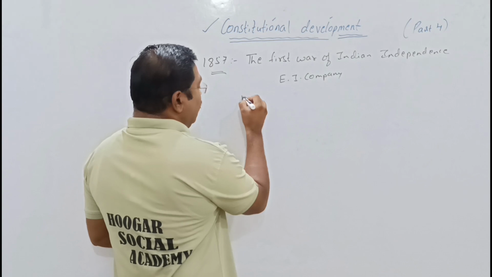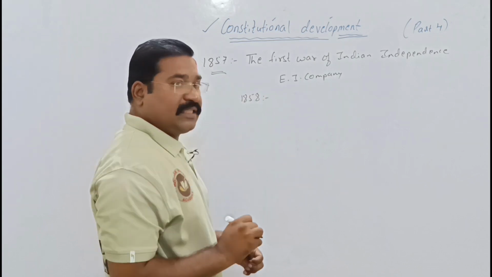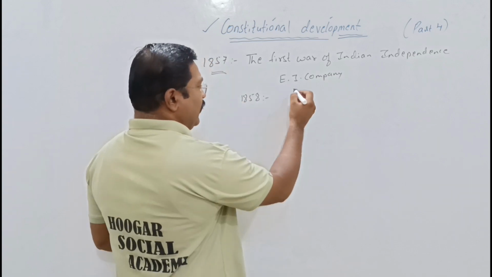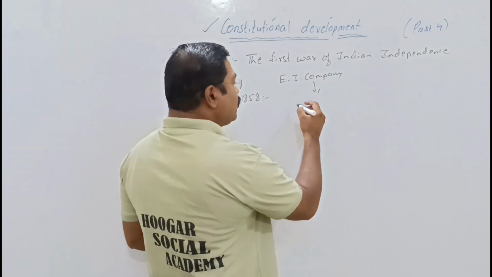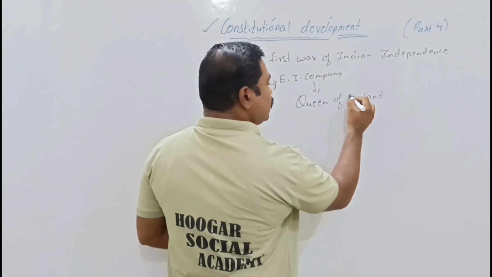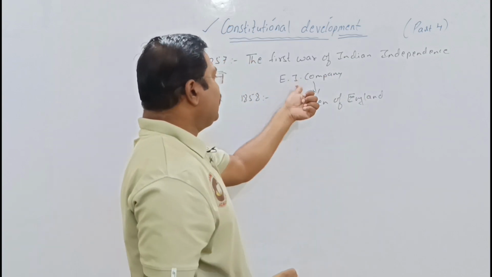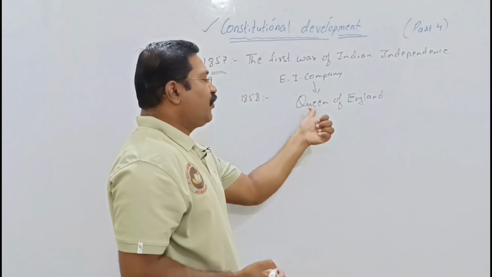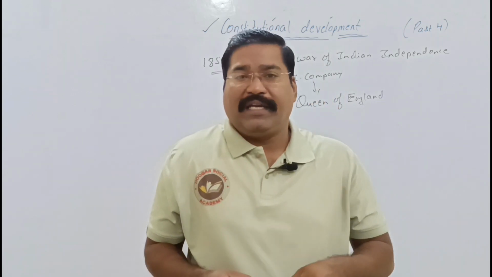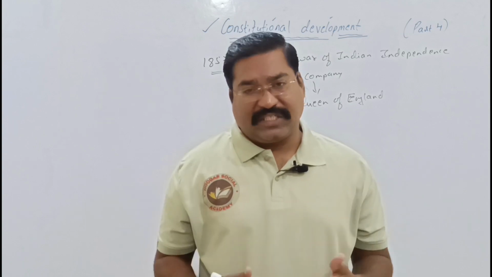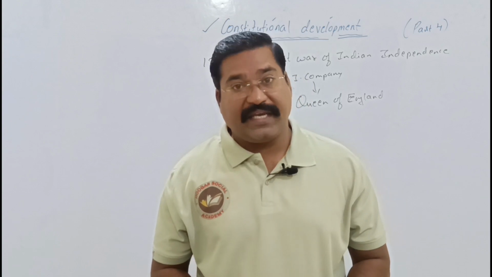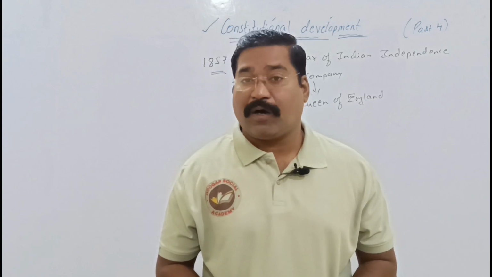This is the reason that in the year 1858, the East India Company's authority goes under the hands of the Queen of England. It's because of the widespread violence we have seen, as Indians revolted against the British for their supremacy, and that supremacy was very autocratic.